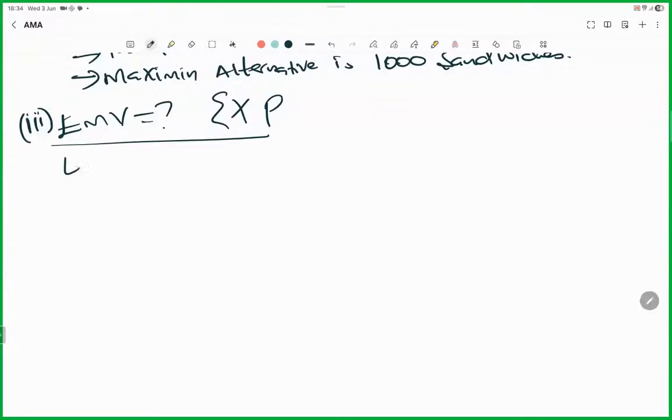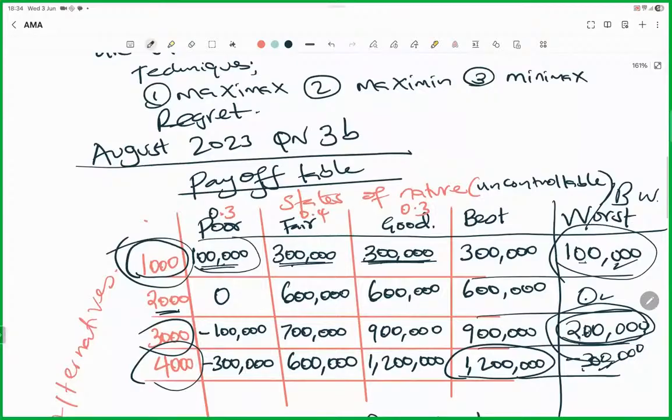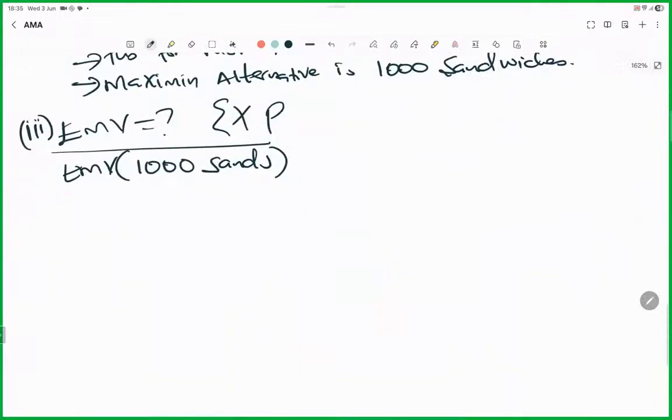So we start with EMV of the first one, which is 1,000 sandwiches. Let me avoid the witches now. All right. So for 1,000 sandwiches, what am I doing here? It will be 100,000 times 0.3 plus 300,000 times 0.4 plus 300,000 times point what? 3. Don't account for these others, eh? Now, let's get there. You get the expected monetary value for 1,000.